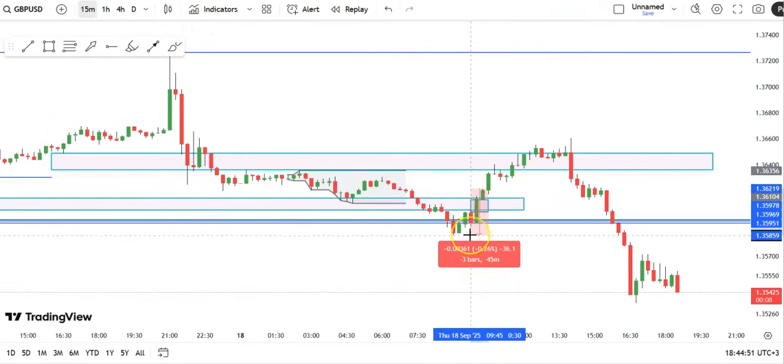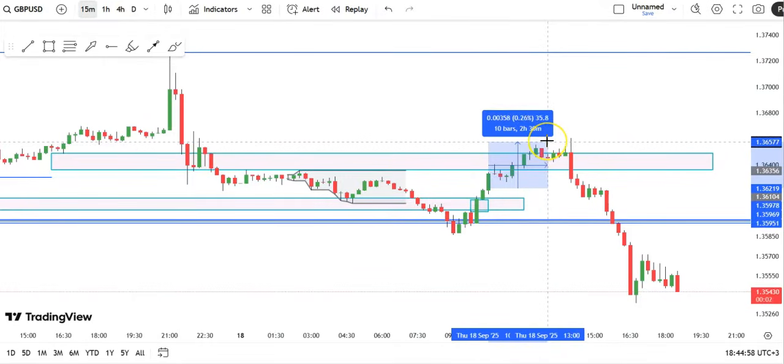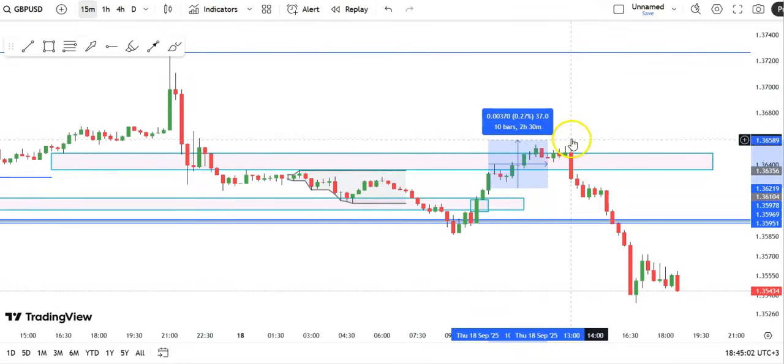So your entry will be like this, stop loss 36 pips, and then you will target this bearish imbalance of the 4-hourly. So this was only about 1-to-1 in terms of risk and reward ratio.